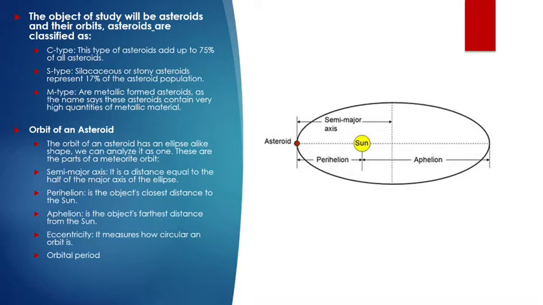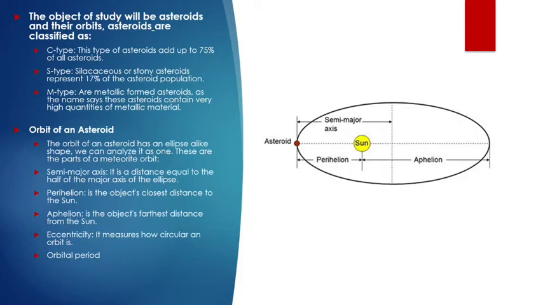Now, there are three different types of asteroids. The first one, the C-type, adds up to 75% of all asteroids. They are known as carbonaceous because they contain carbon compounds and they are basically made of clay and rocks, and sometimes can contain large amounts of water in different forms.